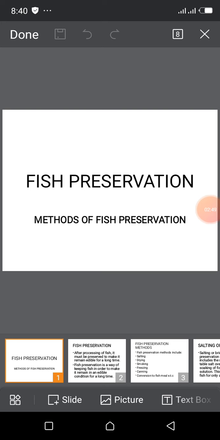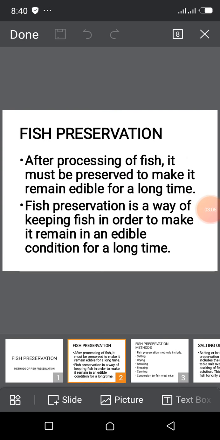Now, after processing of fishes, we are looking at today fish preservation and methods of fish preservation. We shall be looking at various methods of fish preservation. Now, after processing of fish, like I said, fish must be preserved in order to make it remain edible for a very long time. And that is fish preservation.